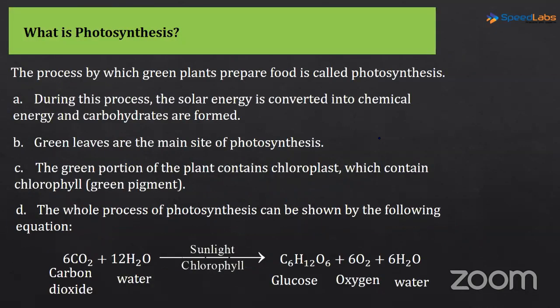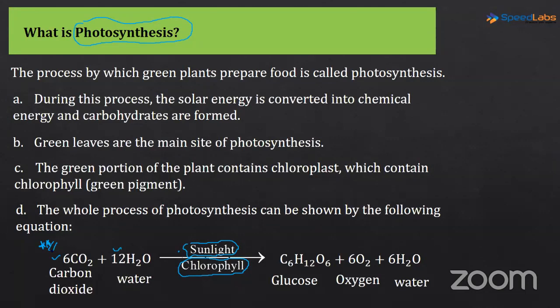Okay, next we know that the plants prepare their own food, and the process they follow is nothing but photosynthesis, right? Photosynthesis is the process by which the plants are preparing their own food. They are utilizing carbon dioxide and water in the presence of sunlight and chlorophyll, and giving glucose, oxygen and water, okay? So the complete reaction of photosynthesis is very important.